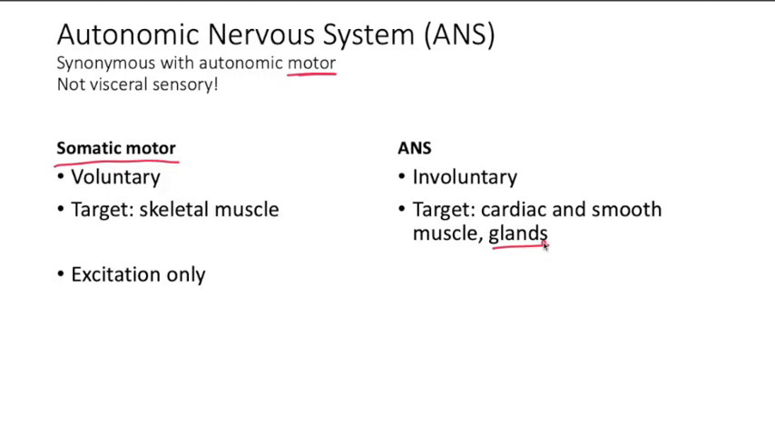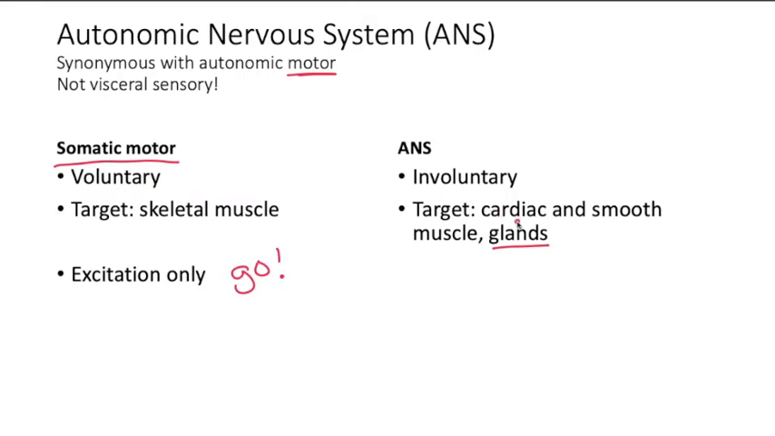Excitation only. What that means is that somatic motor will only send the signal go. It will tell your skeletal muscle to do its thing. If the skeletal muscle doesn't receive any signal, it doesn't contract. It's in a relaxed state. So all you need to do is tell your skeletal muscle go.